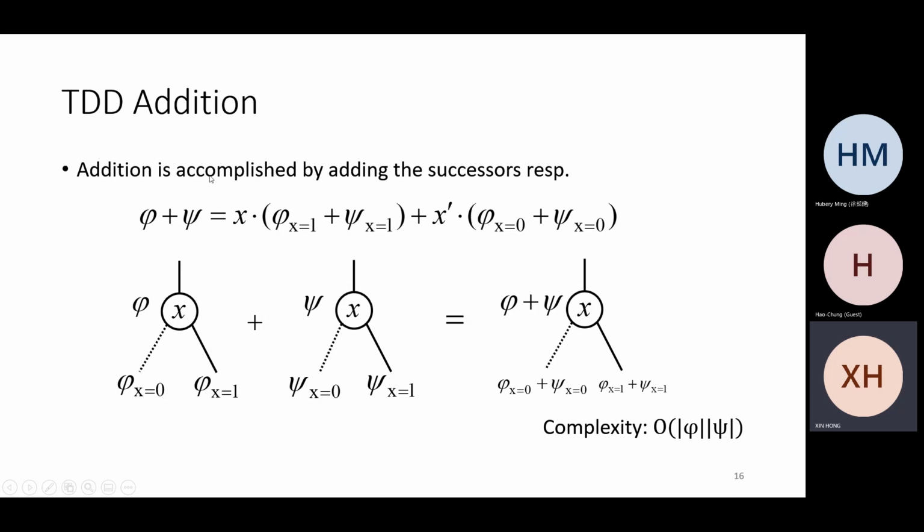And then there are mainly two operations of the tensor decision diagram. First is the addition. For example, for two tensors, here you know that by Shannon expansion, phi can be divided into x times phi with x equals 1, plus x prime times phi with x equals 0. In a TDD, it can be represented in this form, a node labeled with x, and the two successors represent phi with x equals 0 and phi with x equals 1. And then similarly, psi equals x times psi with x equals 1 plus x prime times psi with x equals 0.